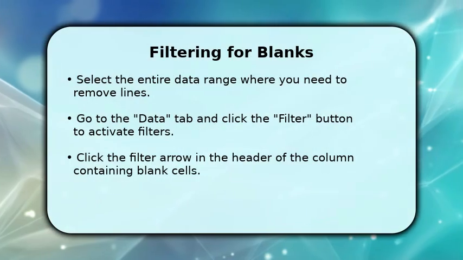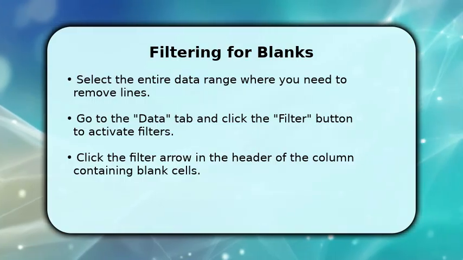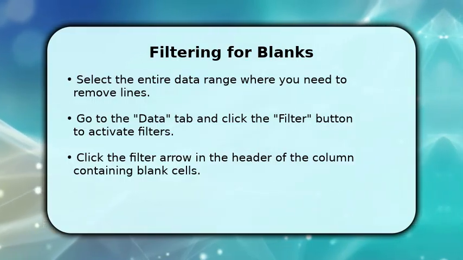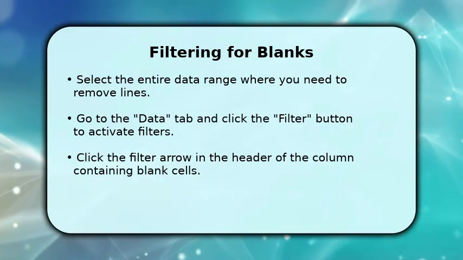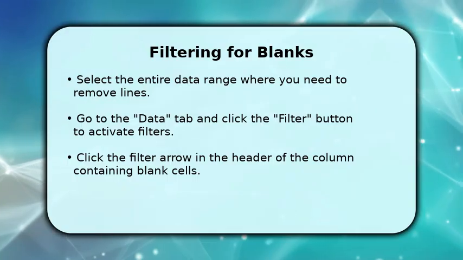To begin, select your entire data set. This includes all columns and rows you are working with. Navigate to the Data tab in the Excel ribbon and click on the Filter icon. This action will add filter arrows to your column headers.